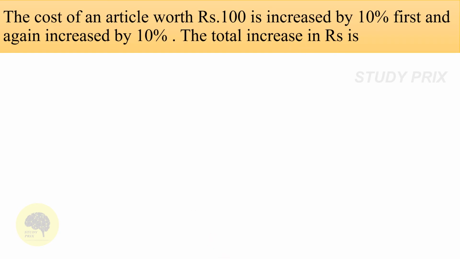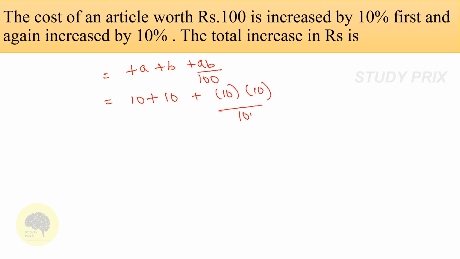It is another simple question. First, initially it is increased by 10%, therefore plus A. Again increased by 10%, therefore plus B. Again plus AB by 100. Here A is nothing but 10, B is nothing but 10, plus 10 into 10 divided by 100. Therefore we will get 10 plus 10 plus 1.